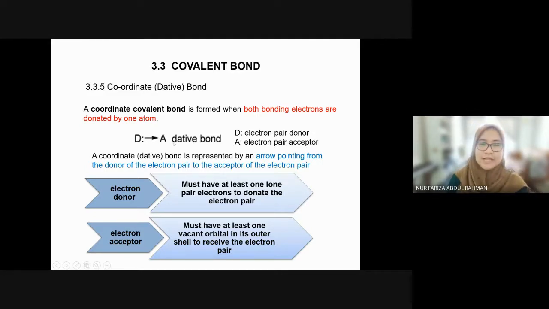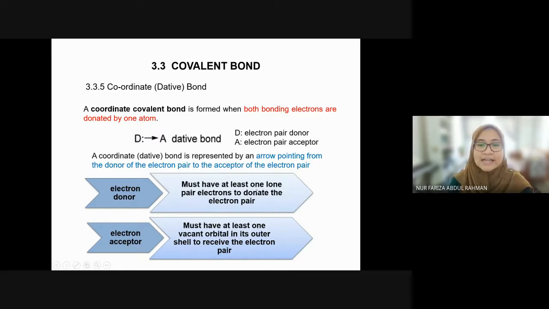So a coordinate dative bond is represented by an arrow pointing from the donor of the electron pair to the acceptor of the electron pair. So we have electron donor and we have electron acceptor. So what are the characteristics of these two, donor and acceptor? So electron donor, in order to donate its electron, at least the donor should have one lone pair. Betul tak?